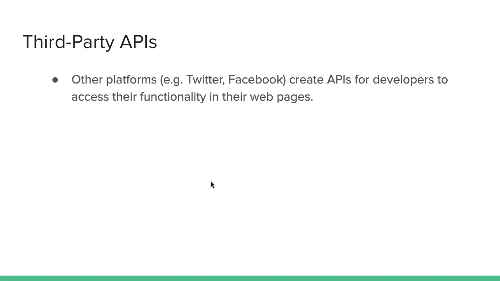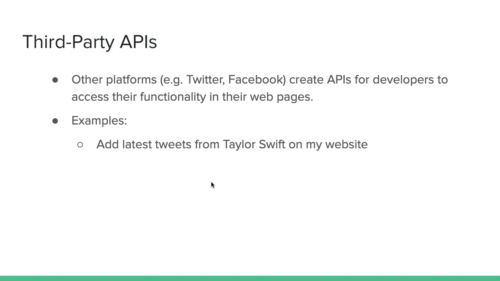So there are platforms like Twitter and Facebook that create APIs as well so that developers can consume their functionality. For example, like I mentioned, if I wanted to add the latest tweets from Taylor Swift on my website, instead of me manually typing in every single time Taylor Swift tweets something, I can utilize Twitter's API so that Twitter will just give me her latest tweets every time on my website. I don't have to do anything manually.